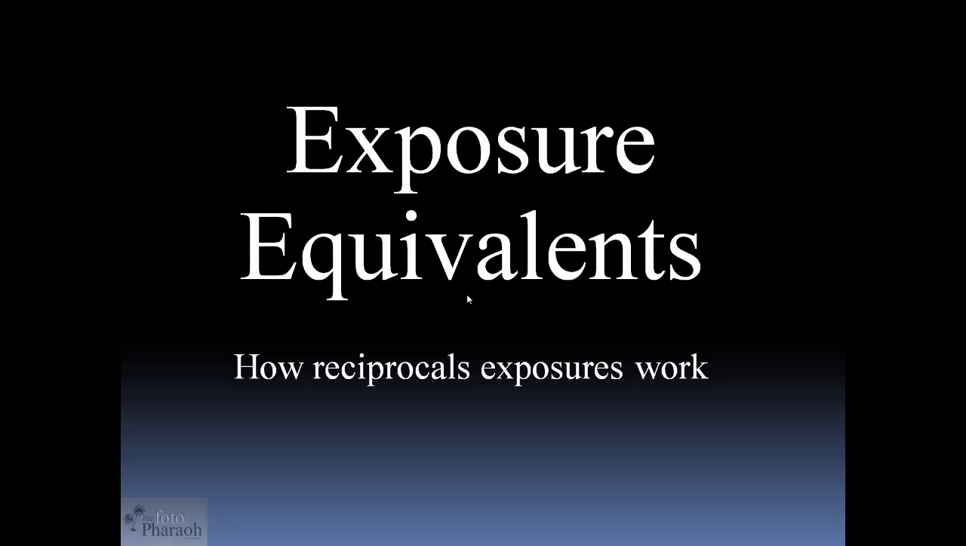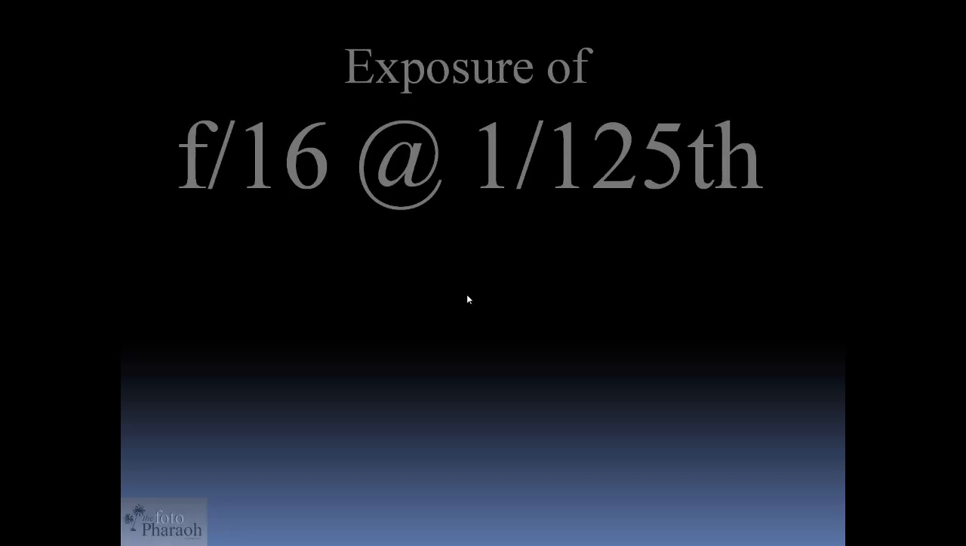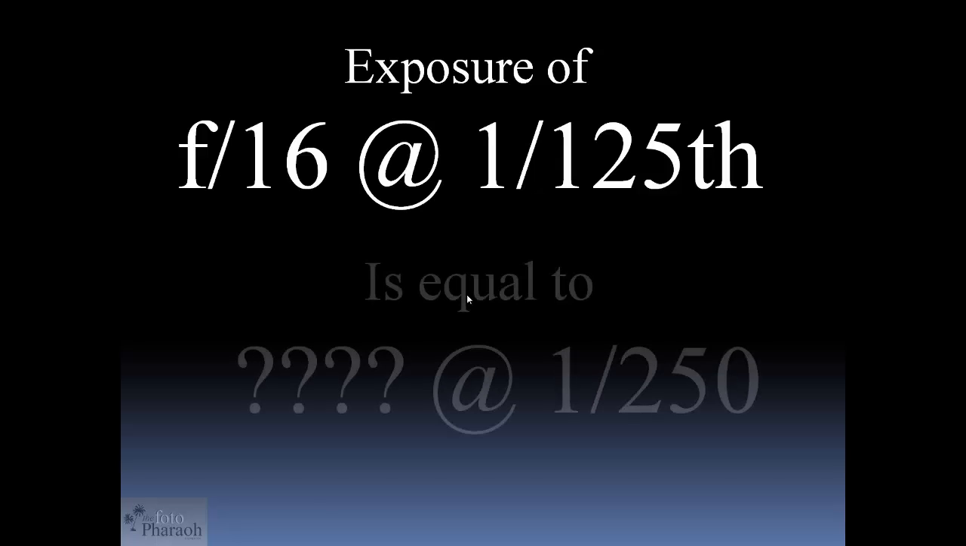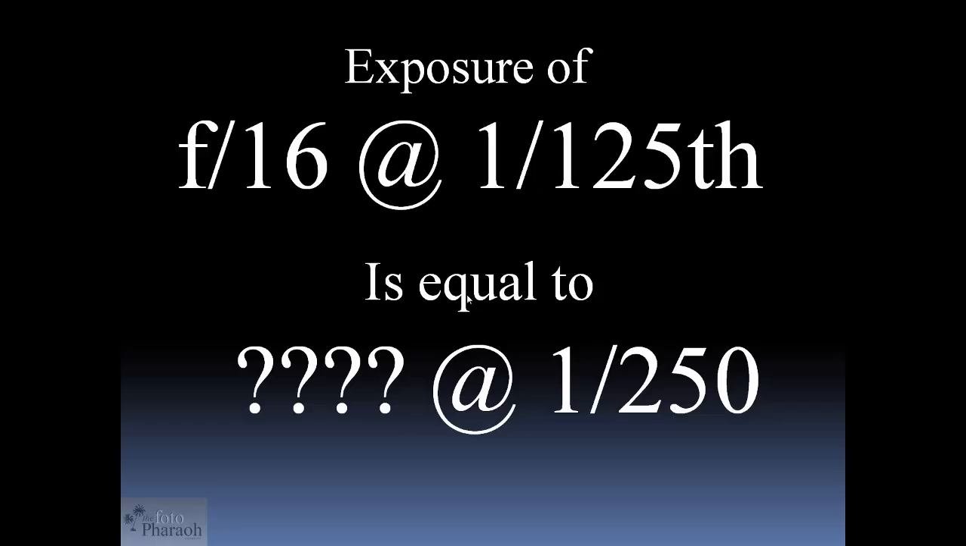So now, how do exposure equivalents work? Okay, exposure equivalents work like this. You have an exposure of f16 at 1/125th of a second. You have decided that you want to change that to 1/250th. You've got some action, you want to stop some action or whatever, so you want to use 1/250th of a second. What would be your new exposure, or your new f-stop?